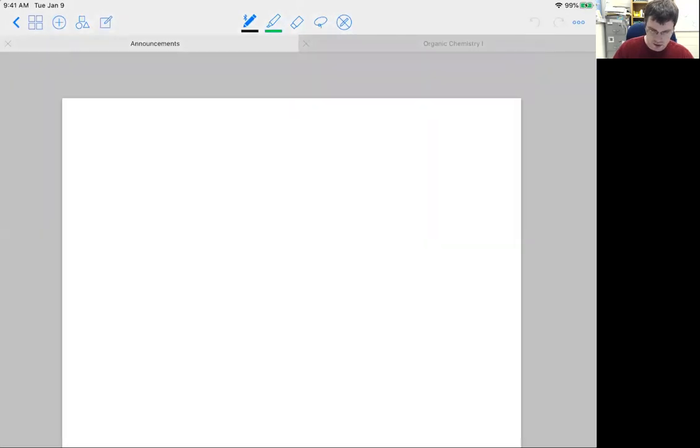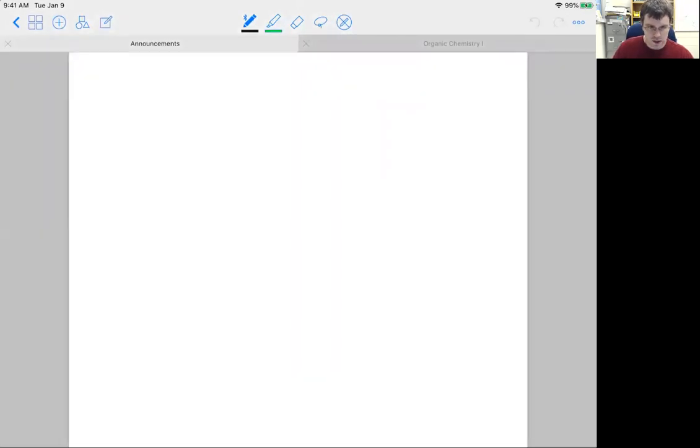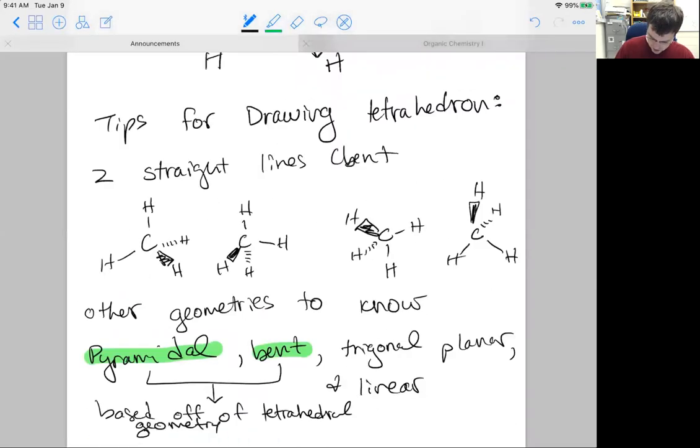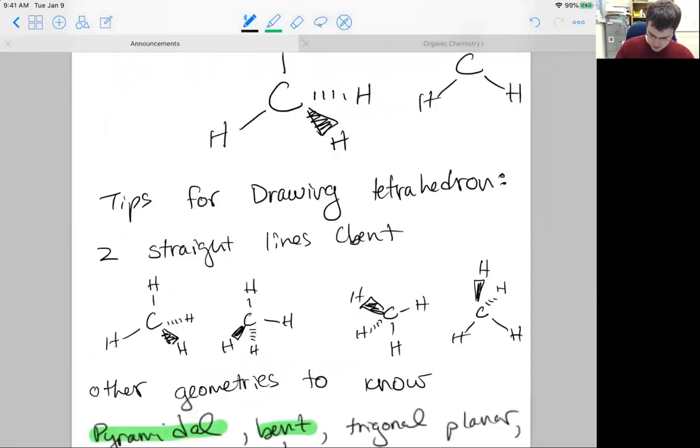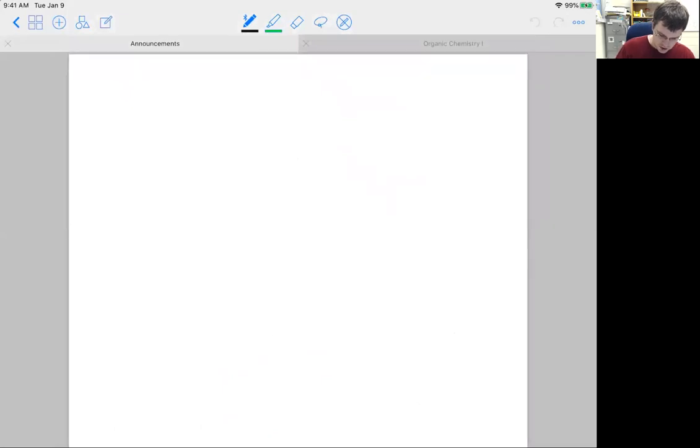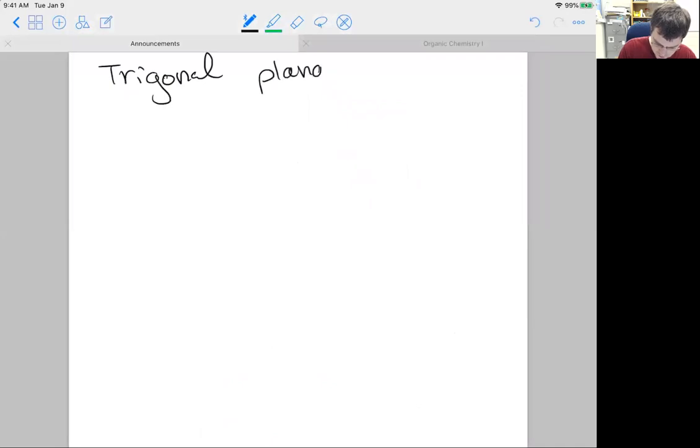So going on to the next page, what we want to look at is our first example of a pyramidal geometry, and bent. Okay, so the first example I want to look at is the trigonal planar molecular geometry.